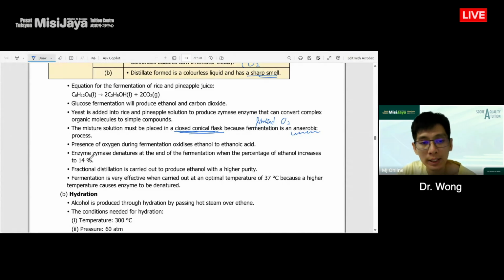Okay, so this means the enzyme or the yeast will be killed off when the alcohol increases in percentage. Okay, so that's why alcohol is one of the good sanitizers. So it can kill bacteria or germs, similar to this yeast as well. Okay, you can kill it.